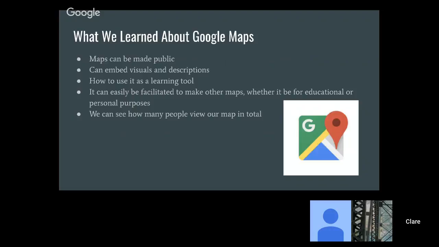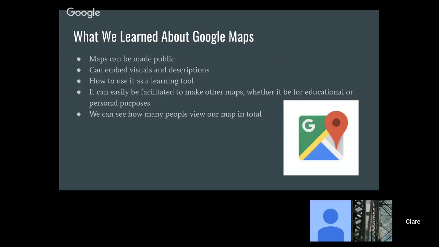The maps can also be made public or private, and like we said before and showed a picture of, you can embed visuals and descriptions in. It was a little tricky sometimes trying to find pictures of certain places since it could be really old. But like we mentioned before, the descriptions consisted of quotes from Walden as well as some historical background. You can also use Google Maps as a learning tool. You actually have the ability to use our map and build off of it and create your own map, which I thought was pretty interesting. As mentioned in the next bullet point, it could be used for educational or personal purposes.